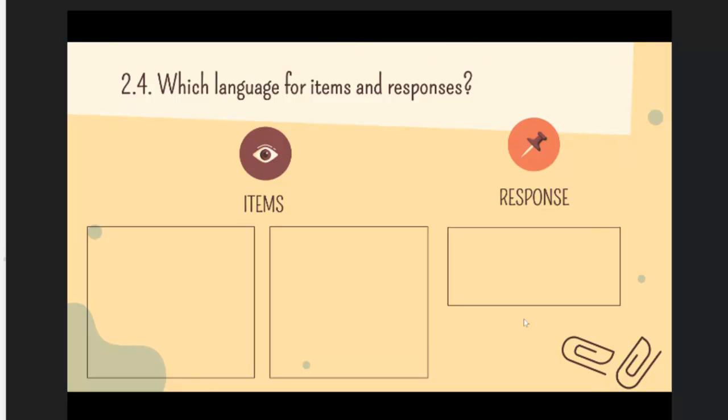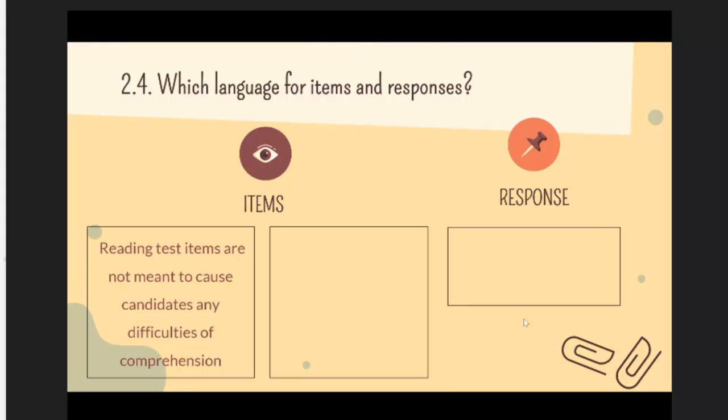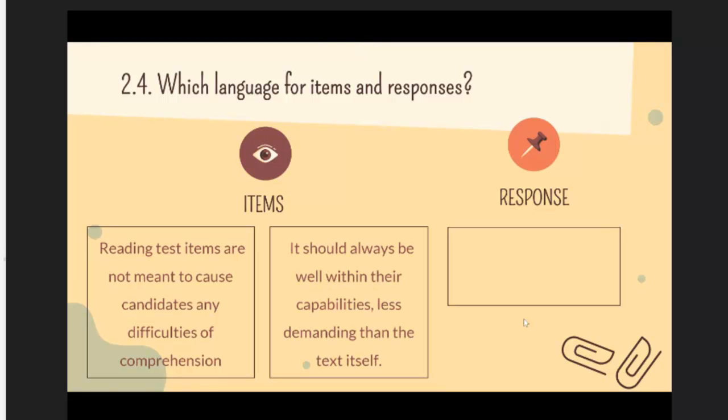So which language for items and responses? For items, the reading test items are not meant to cause candidates any difficulties of comprehension. It means that the candidates are supposed to understand everything in the reading test items. And for the response, we should make minimal demand on writing ability, like the teacher has just talked.